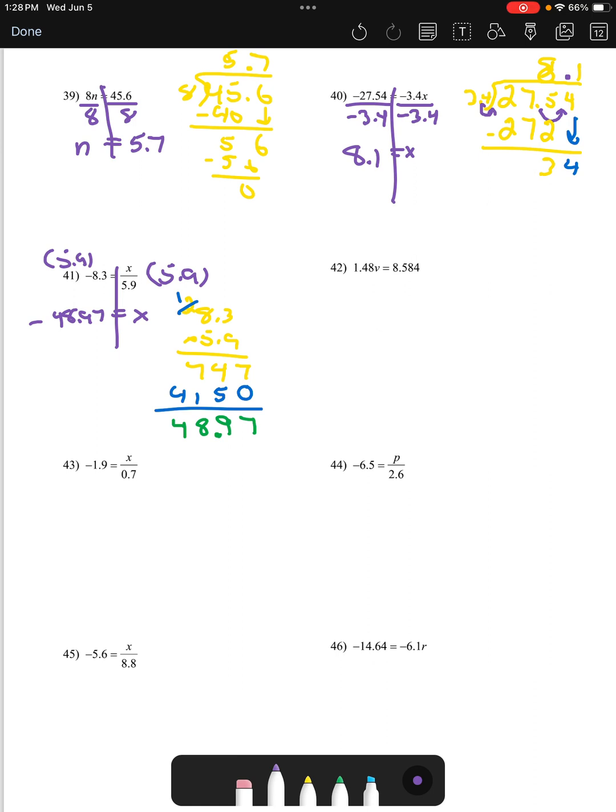Now that's it. You've seen everything there is to see. So as per usual, I invite you to pause the video and attempt the remaining 5 examples. I am going to just plow through them. In 42, we're going to divide both sides by 1.48 to get v is equal to something.